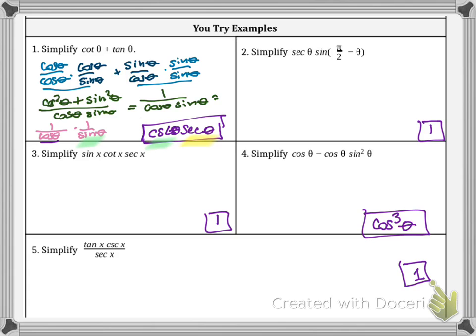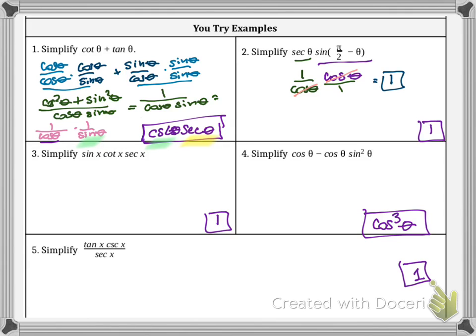So number 2, we have secant of theta times sine of pi over 2 minus theta. So remember that this is our cofunction identity. That's just cosine of theta. Secant of theta, that is 1 over cosine of theta. Okay, so here we notice that they cancel out. So here we go, cancel it out, and all we're left with is 1.